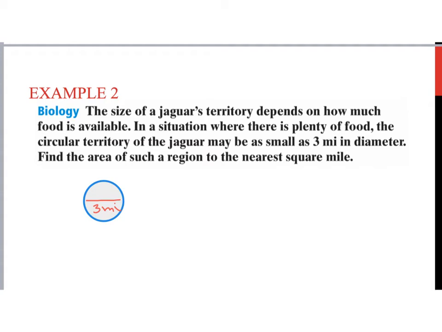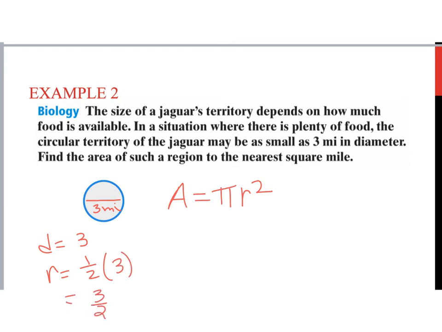We have to find the area of such a region to the nearest square mile. So area is going to be pi r squared. And in this case, I was given a diameter equal to 3. So remember, your radius is equal to 1/2 times your diameter, or 1/2 times 3. So that's going to give me 3/2.